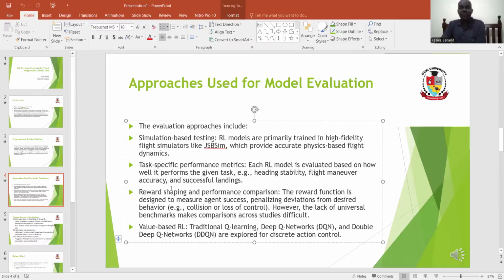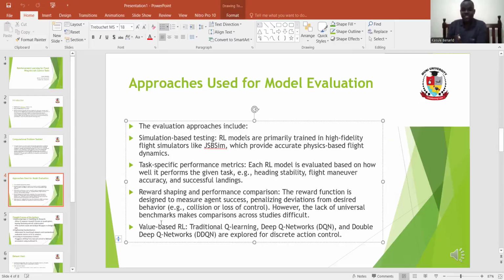Now, also, if we look at another model evaluation, we talk about the task-specific performance metrics, where each reinforcement learning model is evaluated based on how well it can perform the given task. For example, heading stability, height maneuvering accuracy, and successful landing. Also, the reward shaping and performance comparison. The reward function is designed to measure agent success, penalizing deviations from desired behavior like collision and loss of control.